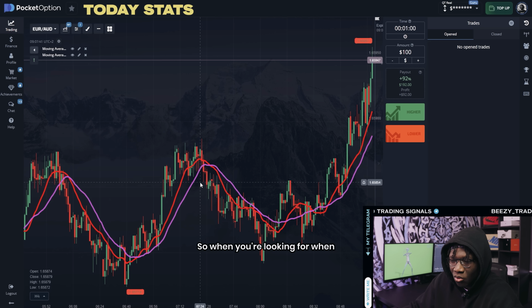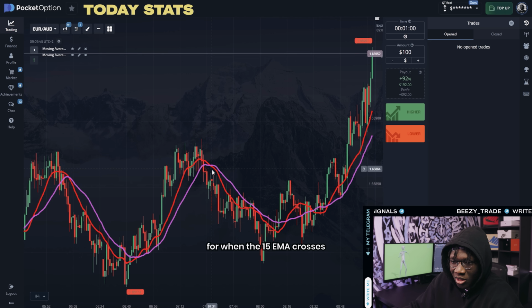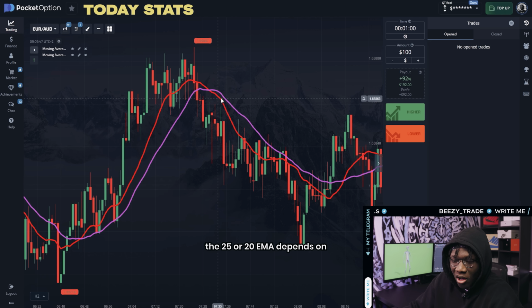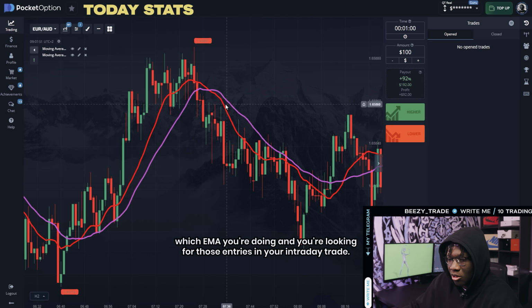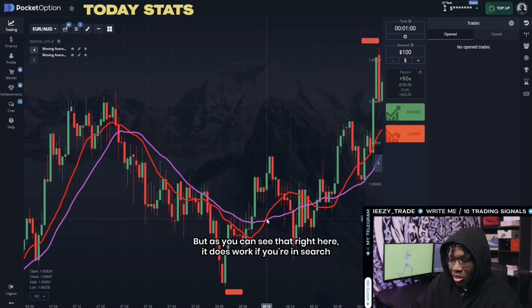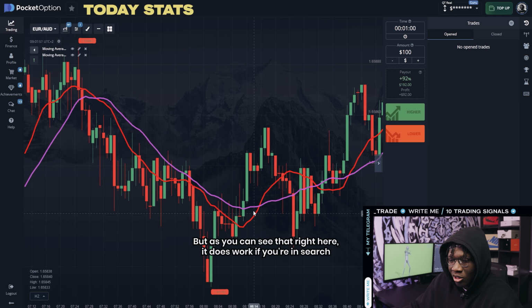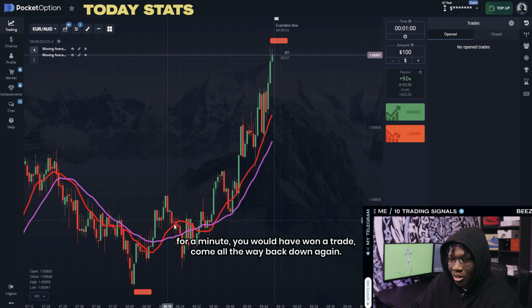So you're looking for when the 15 EMA crosses the 25 or 20 EMA, depending on which one you're using, and you're looking for those entries and entering the trade. As you can see right here, it does work. If you had entered a trade for a minute, you would have won the trade. You can see it come all the way back down again.